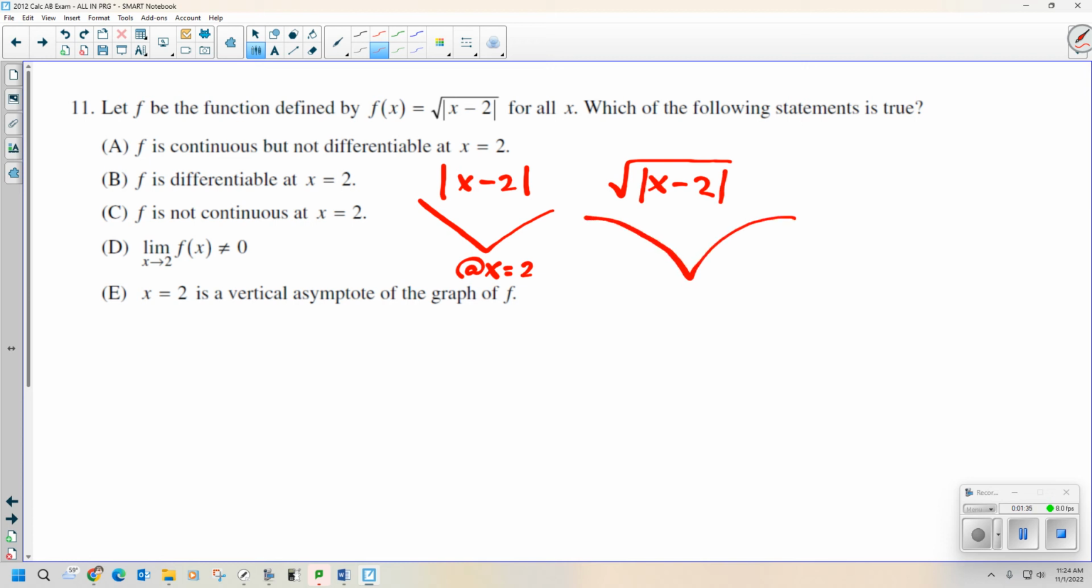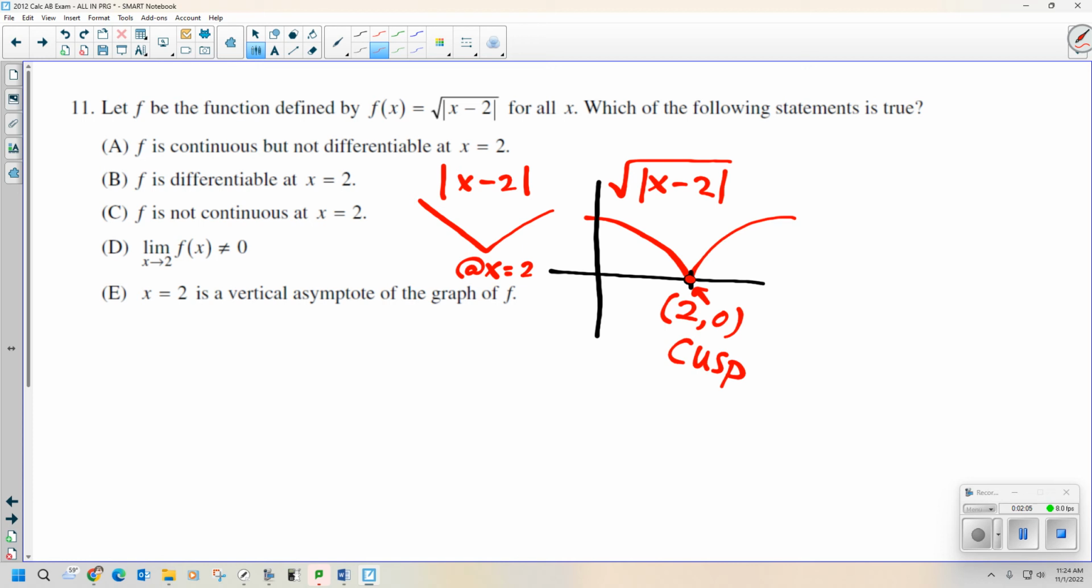Without a calculator, how would I know that? Pick some points. Pick some x values and figure out y values. And you'll end up with a graph that looks something like this, where this point happens to be, we'll do that in red, at (2, 0). That's where my cusp is. And because it's a cusp, I know I cannot take the derivative of it.